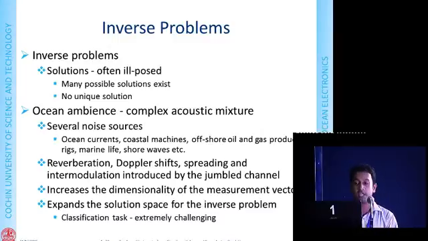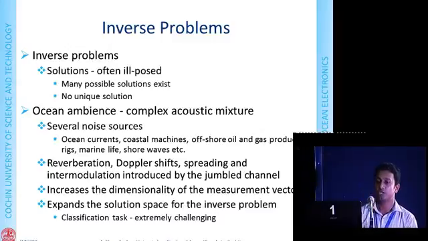But the problem associated with an inverse problem is that its solutions are often ill-posed. That is, many possible solutions can exist. As we know, the ocean ambience is a complex acoustic mixture which consists of several noise sources like ocean currents, coastal machines, offshore oil and gas production rigs, marine life, shore waves, etc., in addition to the reverberation, Doppler shift, spreading and intermodulation introduced by the jumbled channel. This increases the dimensionality of the vector to be measured, and it expands the solution space, that is, the number of solutions for the inverse problem. This makes the task of classification extremely challenging.